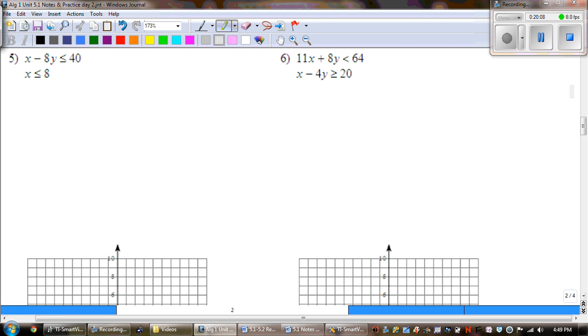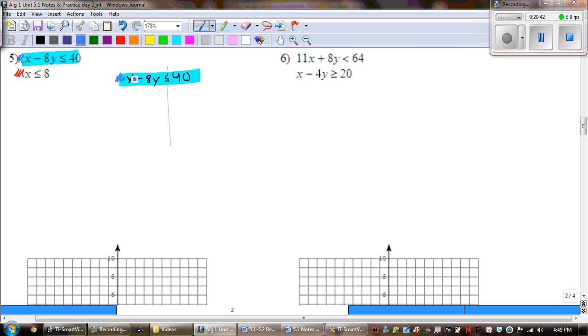Number 5. So looking at number 5, the first thing that I notice is that's not solved for y. And so that's going to be our blue line. And then we have our red line. So what I'm going to do this time is we're going to solve the blue one together, and then you guys are going to graph and shade all on your own.